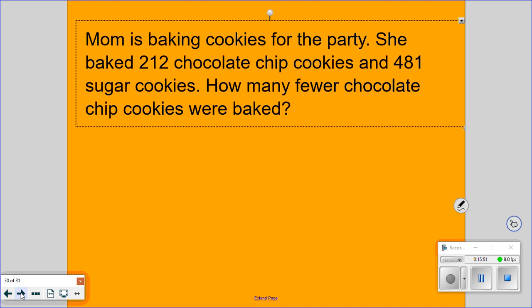Mom is baking cookies for the party. She baked 212 chocolate chip cookies and 481 sugar cookies. How many fewer chocolate chip cookies were baked? Read that problem one more time and be ready to tell me an answer sentence. Baked blank more sugar cookies than chocolate chip cookies. Is that what the question's asking? Yikes. It's not asking how many more sugar cookies.